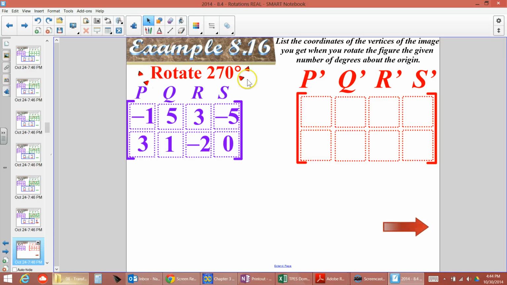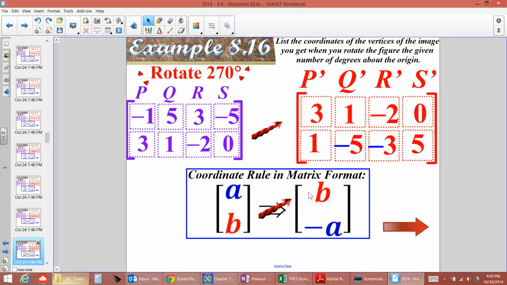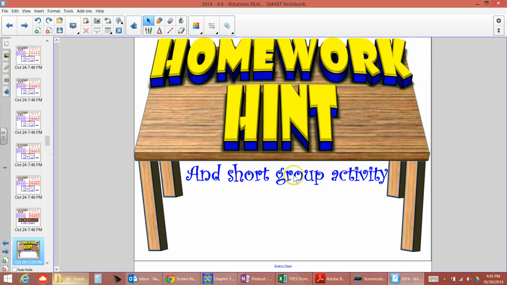So now, 270. Same concept. I have to plug in the rule. A becomes negative A. So I write it on bottom and I change the sign. B doesn't change signs, it just gets written on top. There it is. So it's just a matter of plugging in the rule that you're talking about for the specific amount of degrees you're talking about.